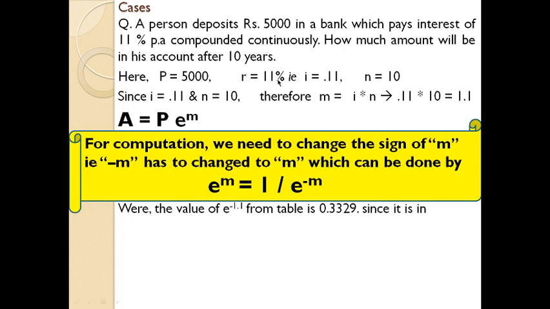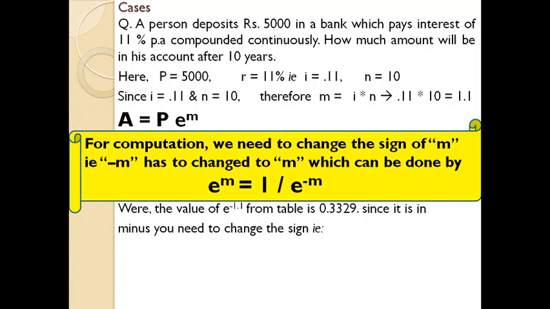We found that m is I into n, that is 0.11 into 10, which gives 1.1. So e raised to minus 1.1; we write e raised to minus 1.1 because we are finding the value of e raised to 1.1 from the minus table. As per the table, e raised to minus 1.1 has the value 0.3329. I hope you know how to find the value of e raised to minus 1.1. Just go through the table. If you have any doubt, just contact me.